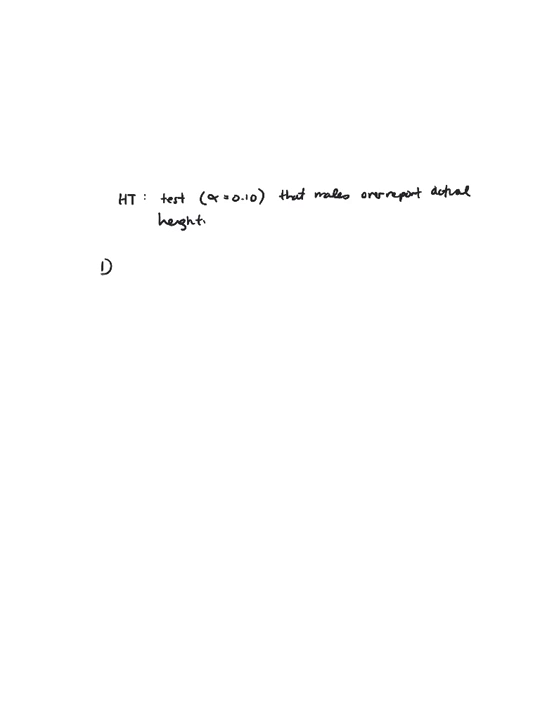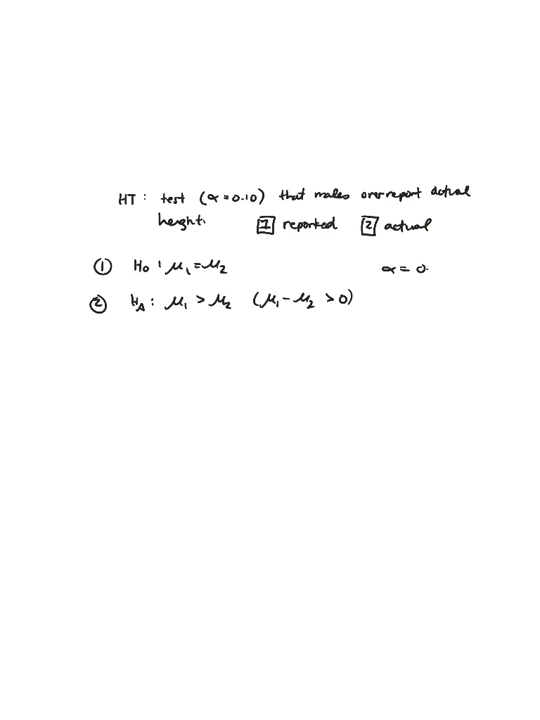All right, now we have mu1 and mu2. So the 1 class is the reported height, and the 2 class is the actual height. At the null, we assume that they're the same, and at the alternative, we assume that mu1 is going to be larger than mu2, or mu1 minus mu2 is greater than 0. Okay, again, we have alpha equals 0.1 for this test.